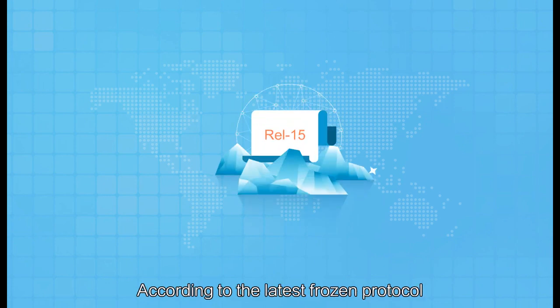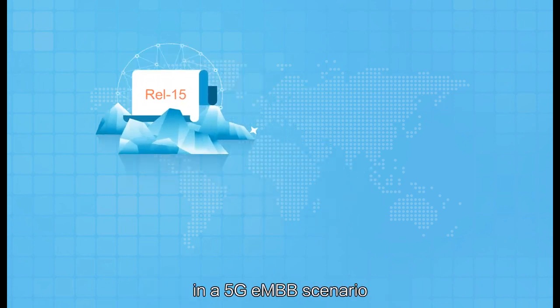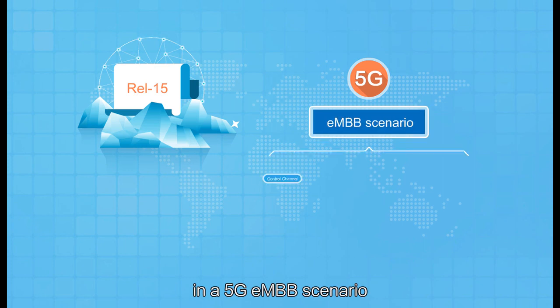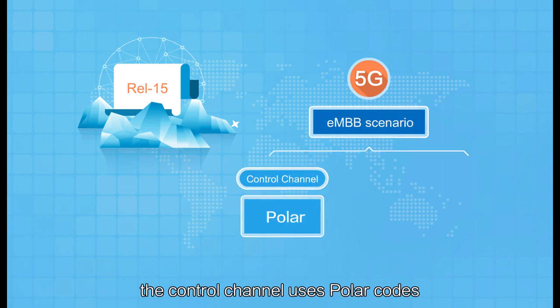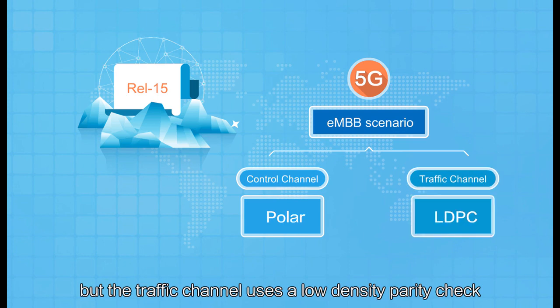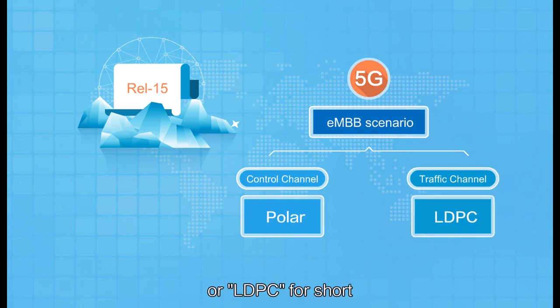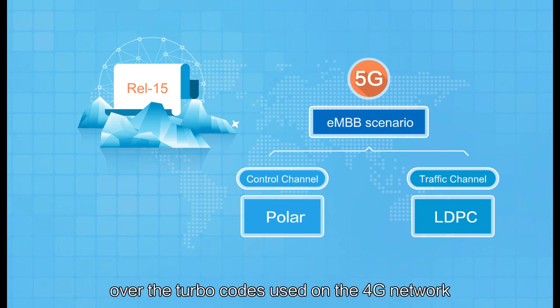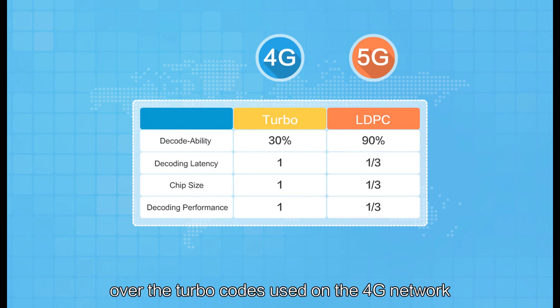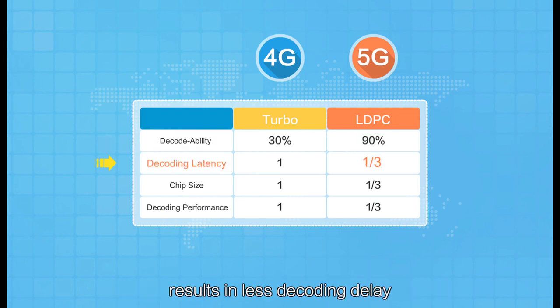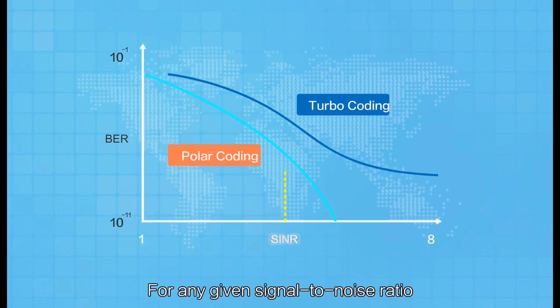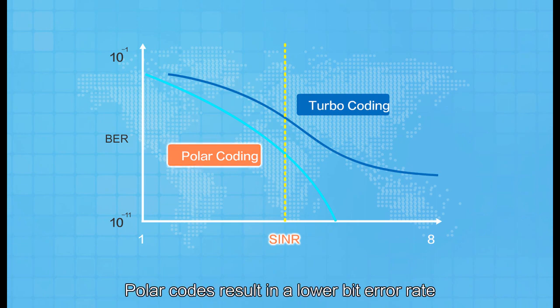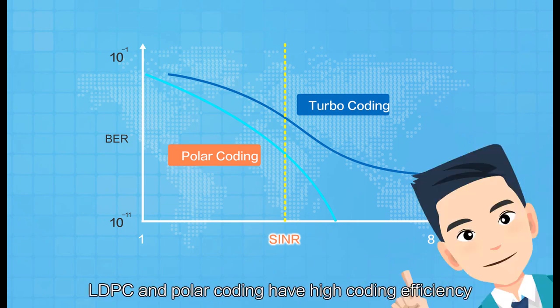According to the latest frozen protocol, 3GPP Release 15, in a 5G eMBB scenario, the control channel uses polar codes, but the traffic channel uses a low-density parity check, or LDPC for short. These two coding schemes have many advantages over the turbo codes used on the 4G network. LDPC delivers better decoding performance, results in less decoding delay, and uses less power. For any given signal-to-noise ratio, polar codes result in a lower bit error rate.